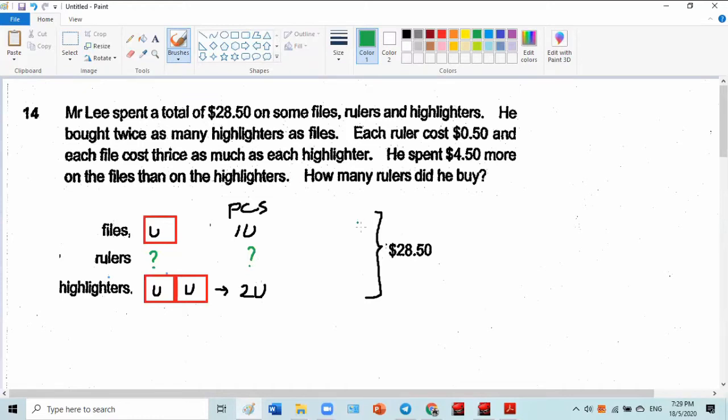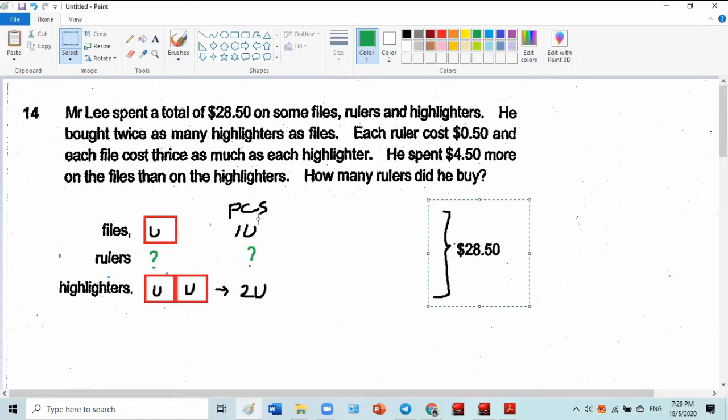In terms of money, whatever contributes to the total must come from pieces times money. Whatever you buy times money, agree or not? Units times at what price? That's how we calculate money, right? Files, we don't know. This one also we don't know. But what does he say?